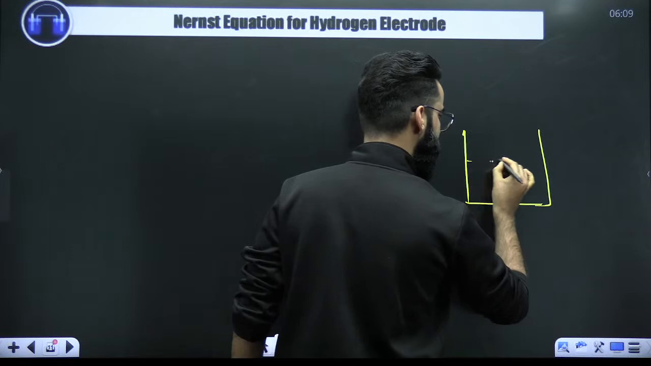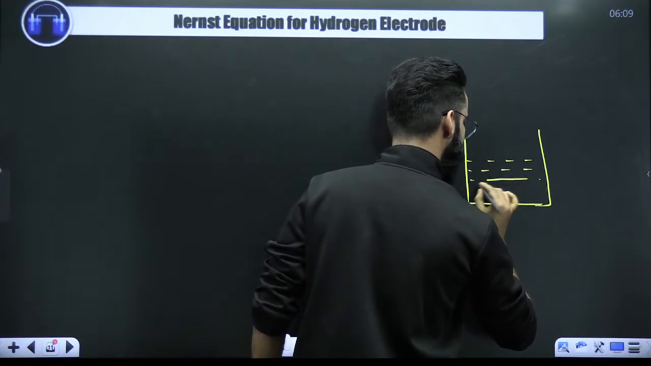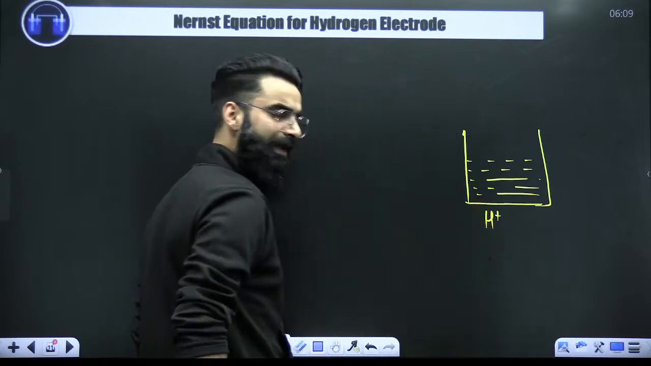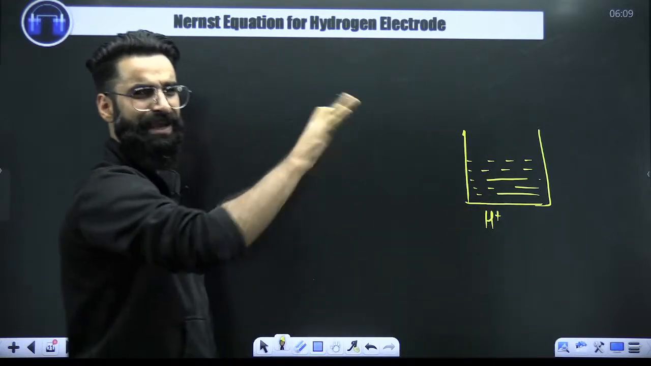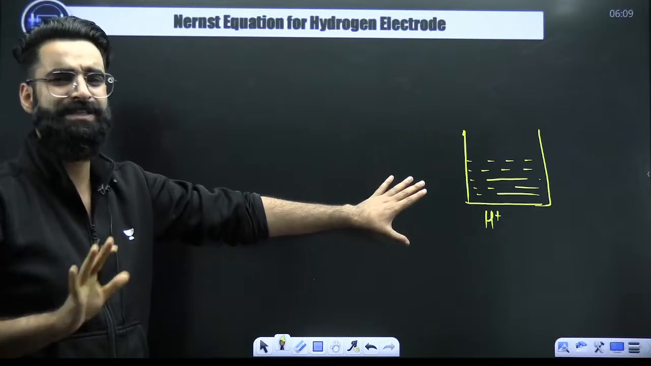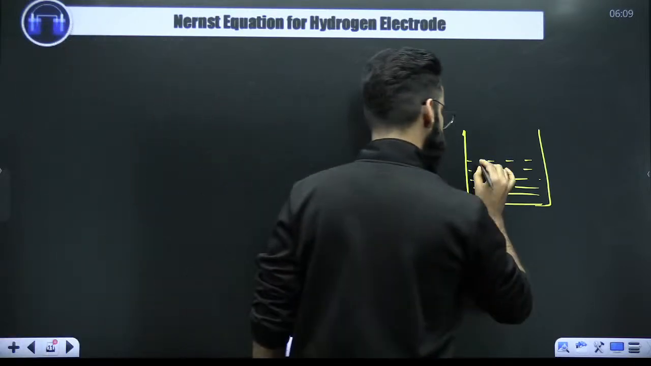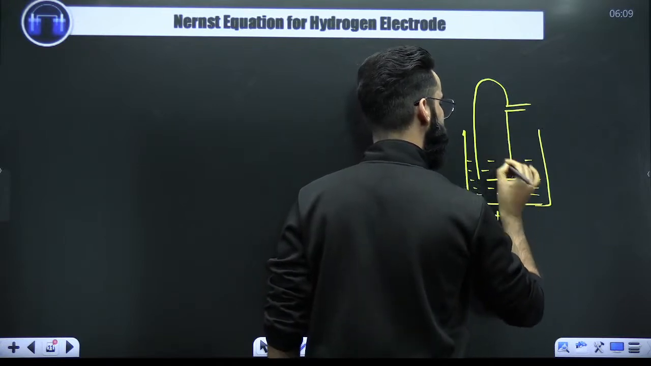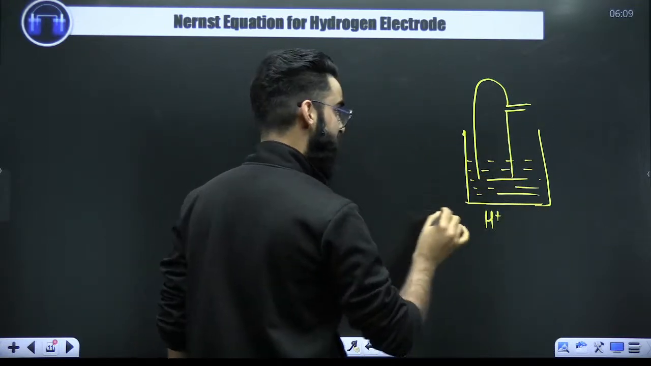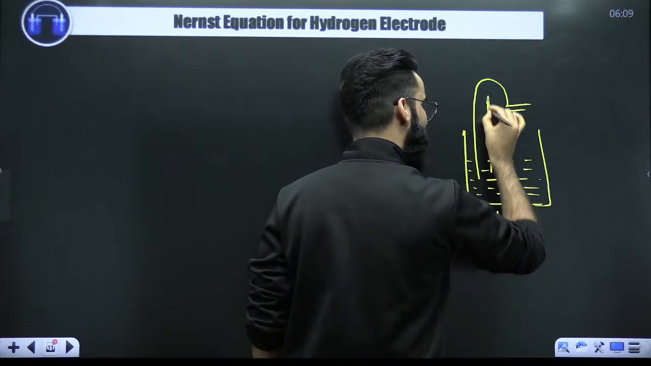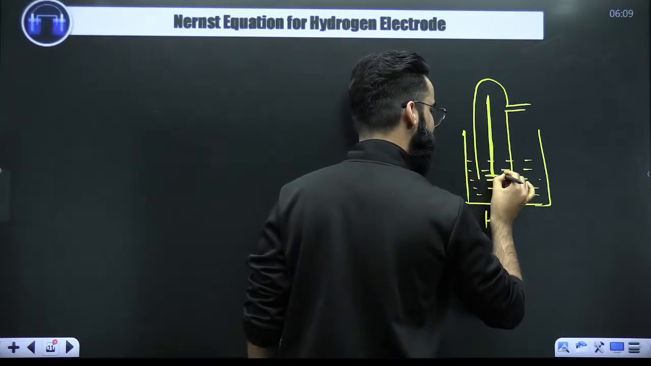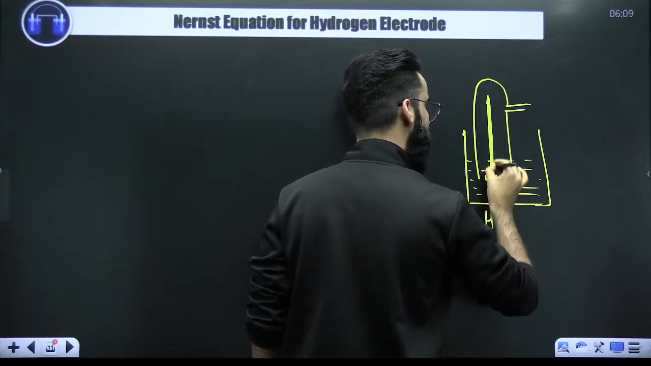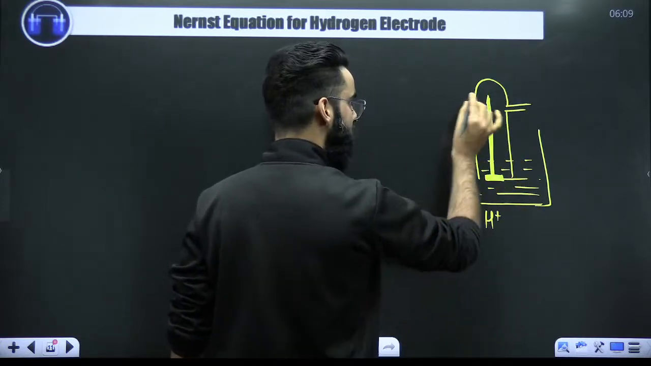In this particular container, what are we keeping? We are keeping H positives, right? The concentration of H positive can be anything. And my dear students, over here, this is the inverted U-type tube, which I'm keeping over here. And if you remember, there's a platinum wire, which is coated with platinum black. This is the platinum wire, which is coated with platinum black, right?